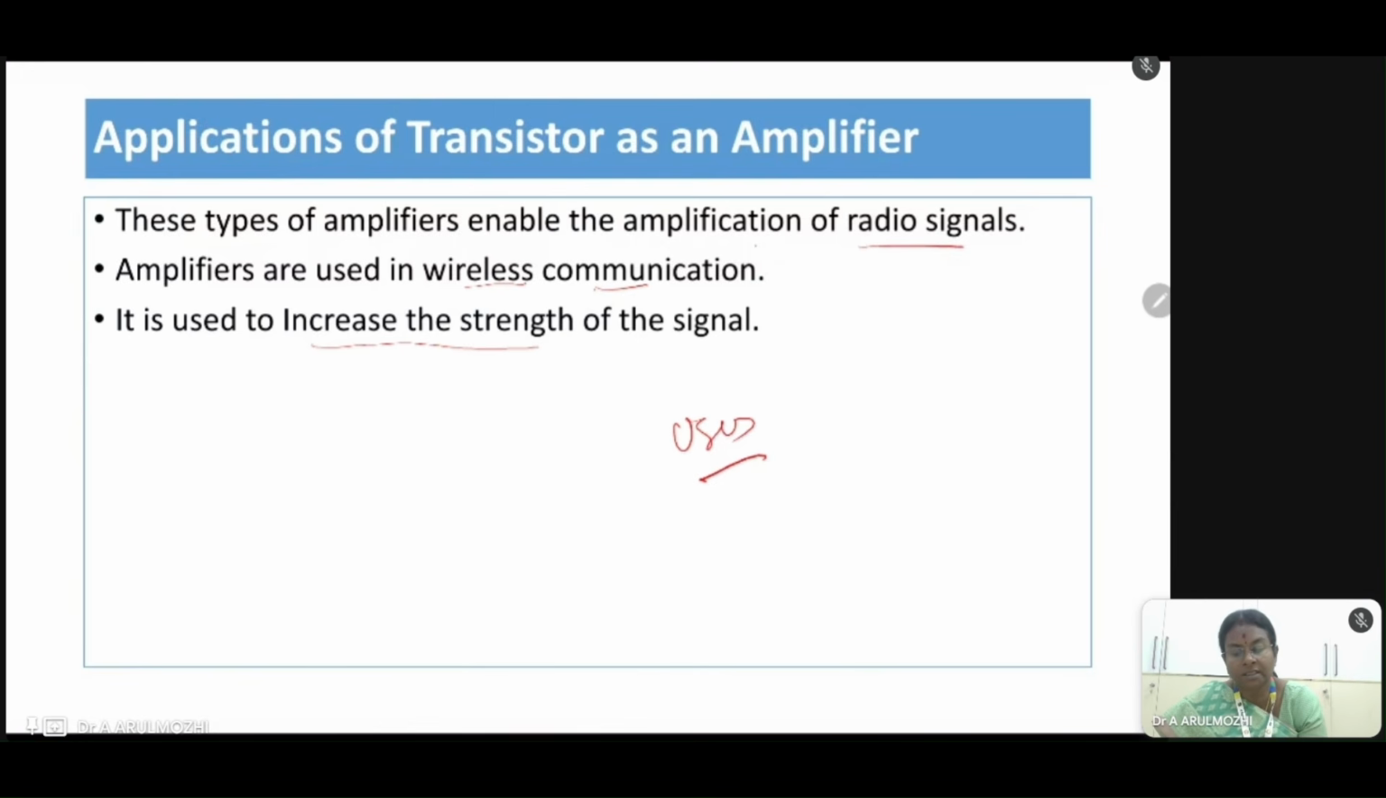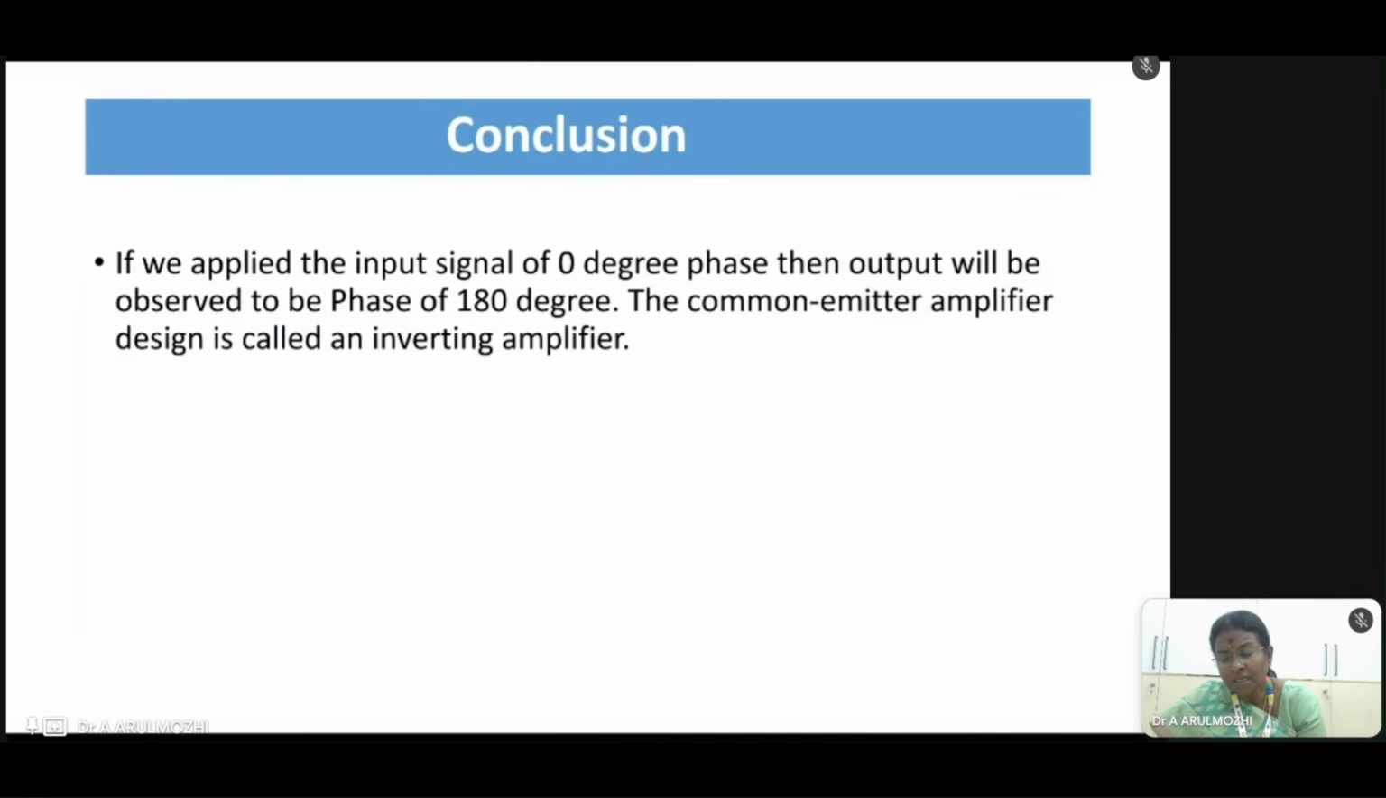Finally, we'll conclude here. If we apply the input signal of 0 degree phase, then the output will be observed with a phase difference of 180 degrees. So the common emitter amplifier design is called the inverting amplifier. This is the conclusion we should keep in mind.